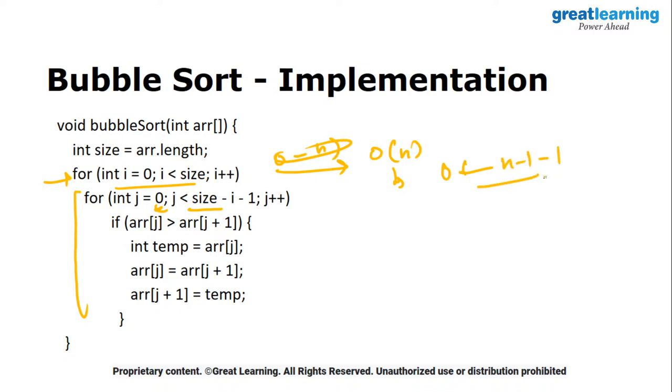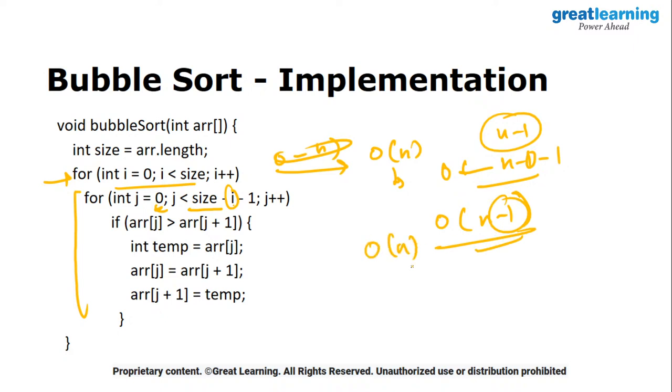Minus 1, okay, n minus 1, because at this point of time, the i is 0, so this will be n minus 1. So this will traverse from 0 to n minus 1, okay? And now we'll neglect these terms, so the outer loop is traversing from 0 to n, and skipping the constants, it will also be traversing from 0 to n. So the whole time complexity of this thing is big O of n square in the worst case.